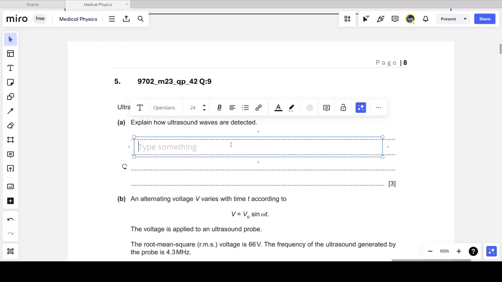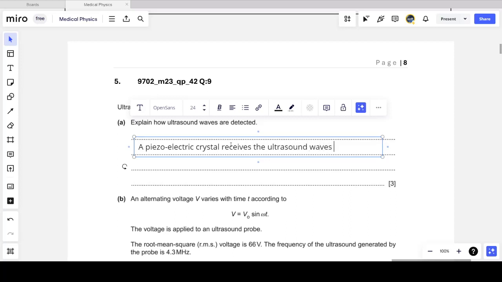Now, we are told to explain how ultrasound waves are detected. So we aren't really concerned about the transmission of the ultrasound waves, but we want to know exactly how they're detected. We know that we need a piezoelectric crystal for the detection of ultrasound waves. We also use the same piezoelectric crystal to transmit the waves, but now we're just talking about the detection. So we can say that a piezoelectric crystal receives the ultrasound waves.